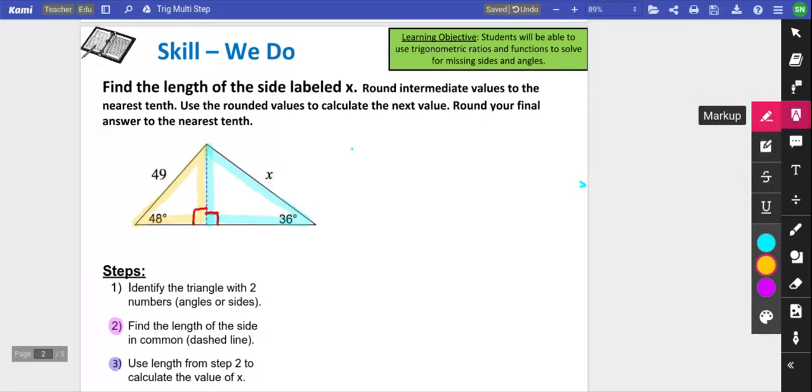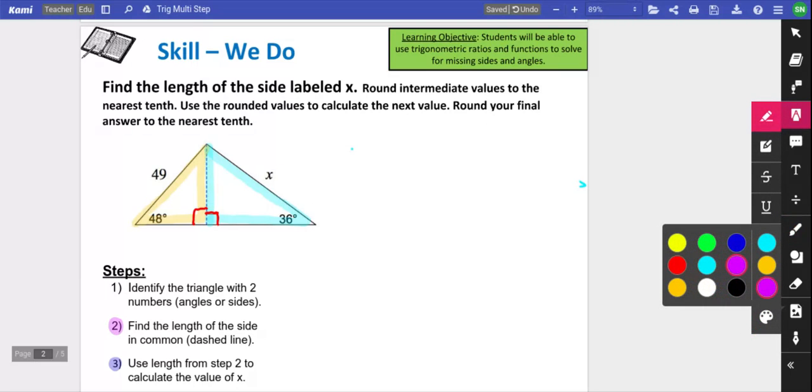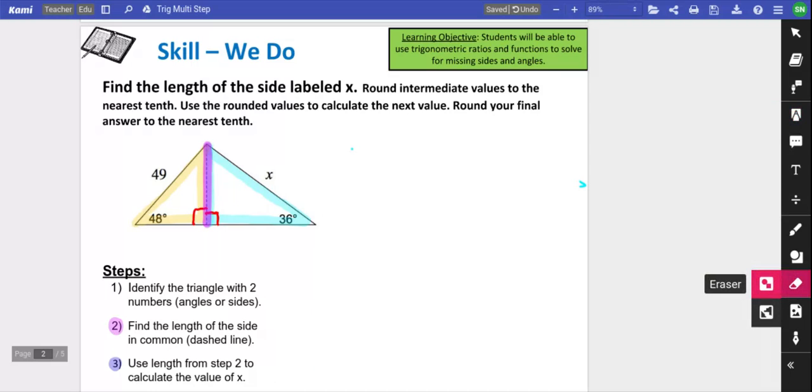Then we need to find the length of the side in common. So this side right here, the dashed line, both the light blue and the orange triangle have it in common. So finding that one will get us one step closer to solving the problem. Once we have that length of the purple side, we will use that number to find the measurement of the missing side, which is x in this case. So we are going to split up the big triangle into two triangles. I did it ahead of time, and transfer the measurements accordingly.